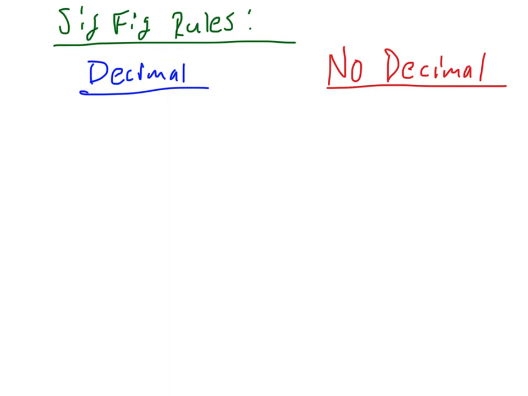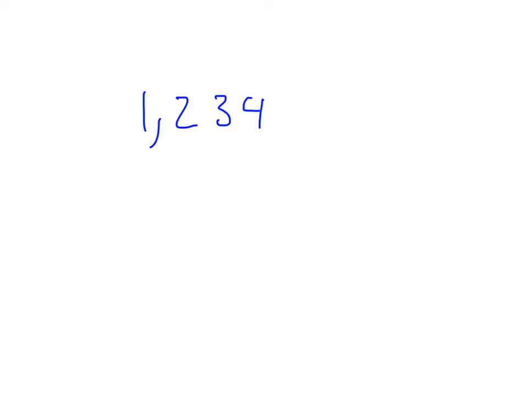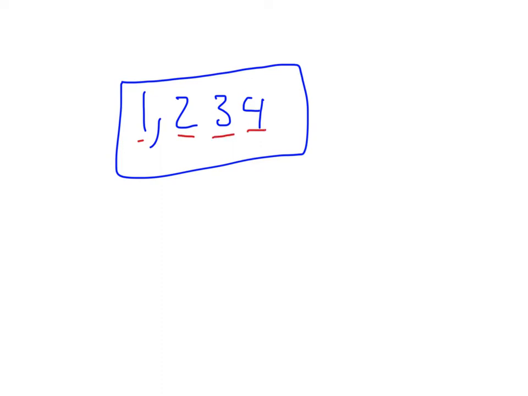Okay, so the next thing we're going to talk about are Sig Fig rules. This is how to decide how many significant figures a number has. And while we're on that subject, let's go ahead and define what a number is and what a digit is. Okay, this whole thing here is a number, and that number is comprised of individual digits. So the whole thing is a number, and the individual parts of that number are digits.